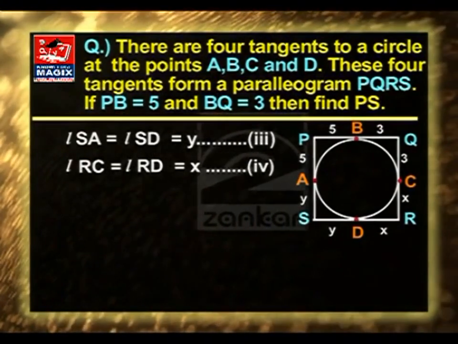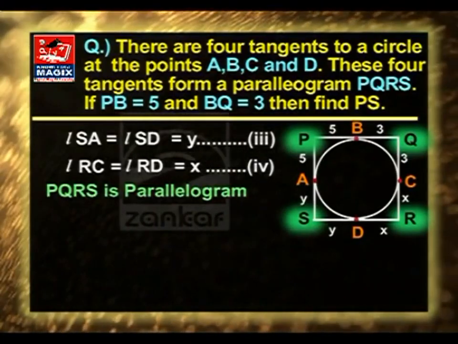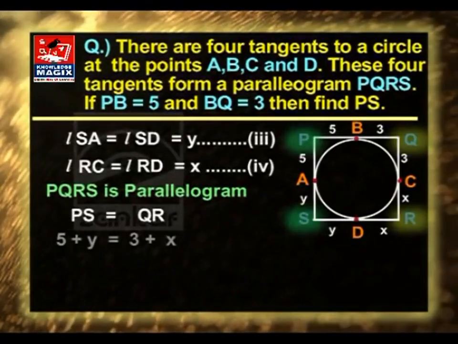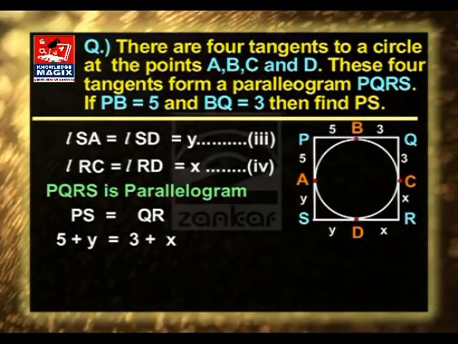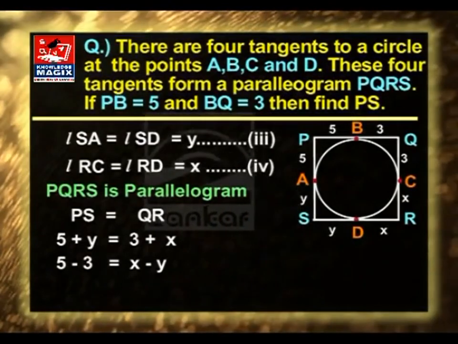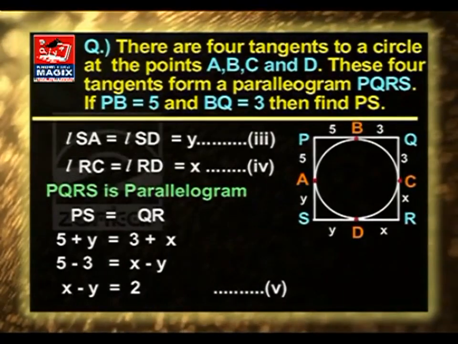Now PQRS is a parallelogram, given. Therefore PS is equal to QR, therefore 5 plus Y is equal to 3 plus X, therefore 5 minus 3 is equal to X minus Y, therefore X minus Y is equal to 2, equation 5.